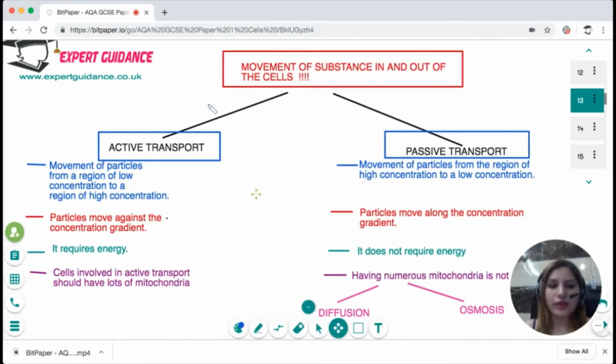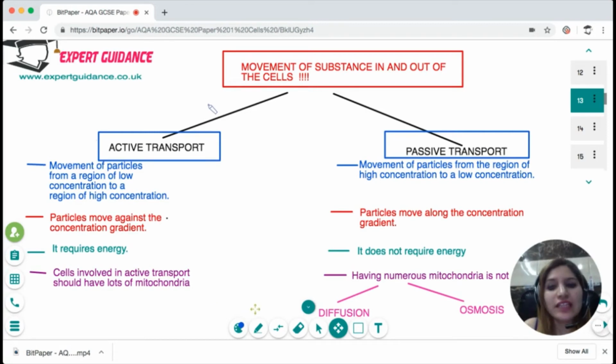So now we have looked at the different structures found in the cell and the functions of each of the cell organelles. Now, in order for the cell to survive, the cell needs materials. The cell needs oxygen, glucose, proteins, enzymes, and on the other hand, waste products are also produced in the cell. So the cell needs to get rid of them as well.